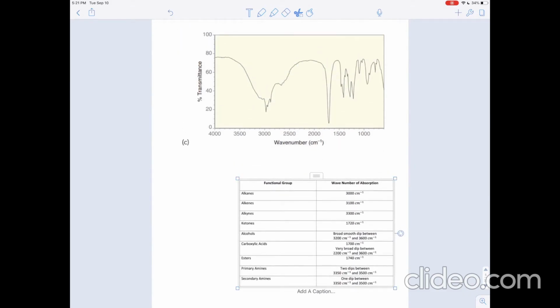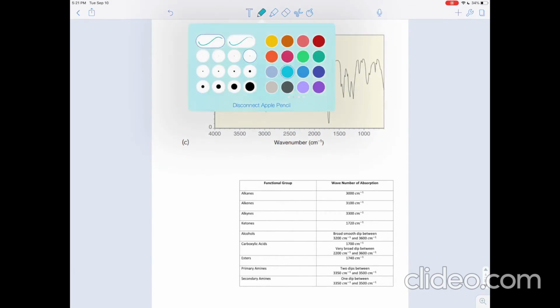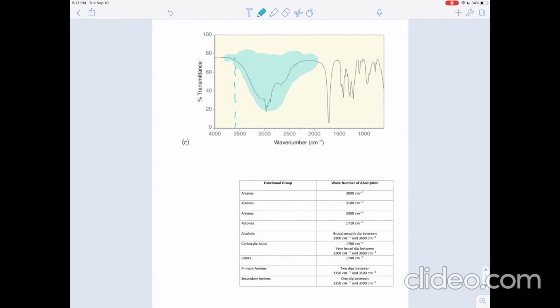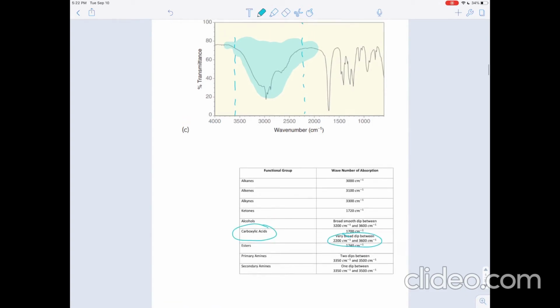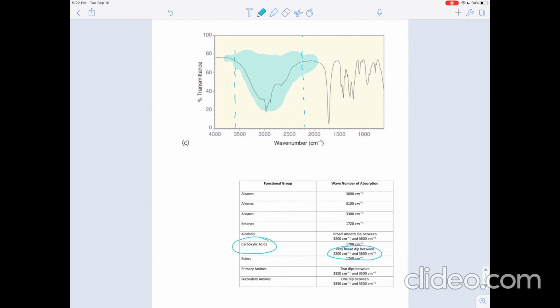In this next one, we have a really broad absorption. It goes a really long way. It starts at around 3600 and goes to around 2200. That really broad absorption is the first absorption for a carboxylic acid. It's actually the OH bond in a carboxylic acid.